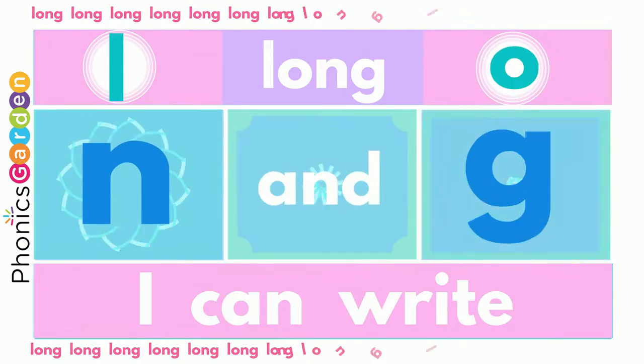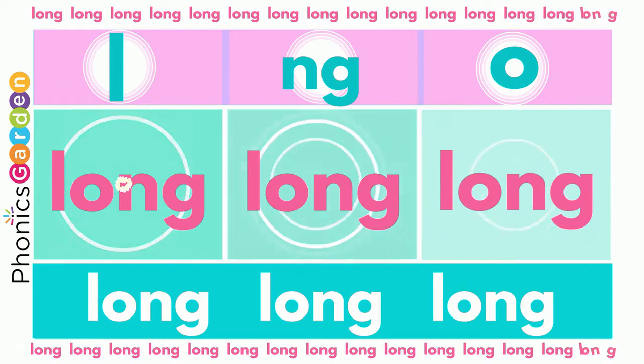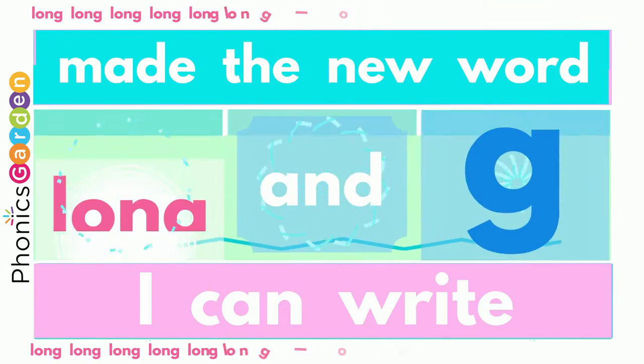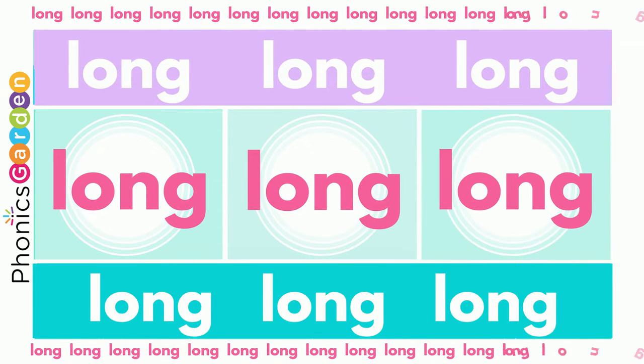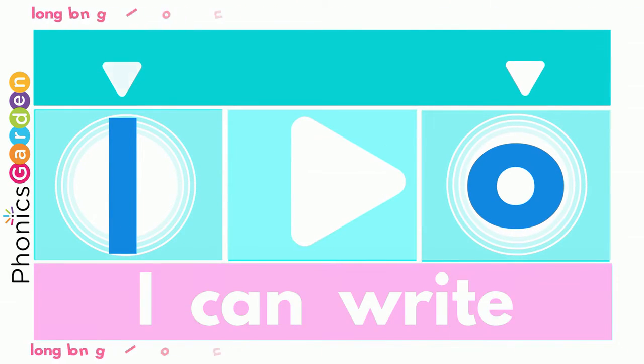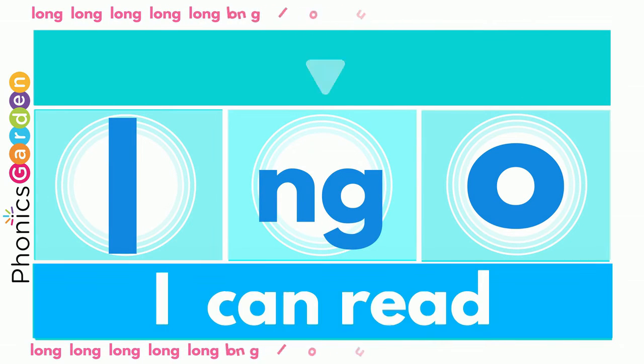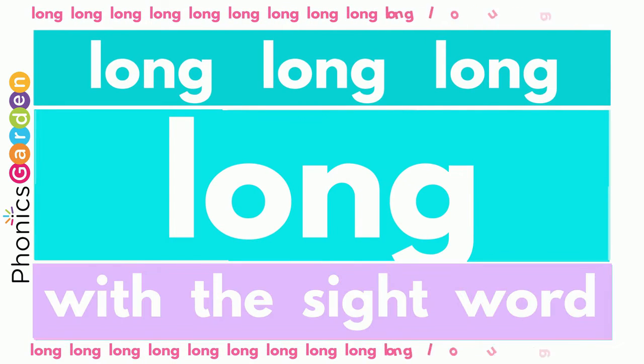Use an L, use an O, end it with NG. Now you read and you can write long. Use an L, use an O, end it with NG. Now you read and you can write me.